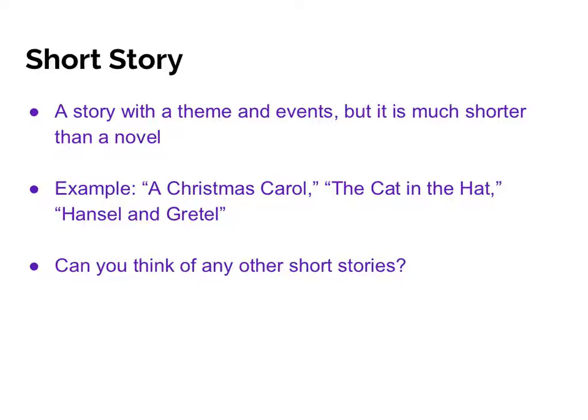Our first word is short story. You can find this word at the bottom of page 7. A short story is a story with a theme and events, but it is much shorter than a novel. So, examples could be A Christmas Carol, The Cat in the Hat, Hansel and Gretel.